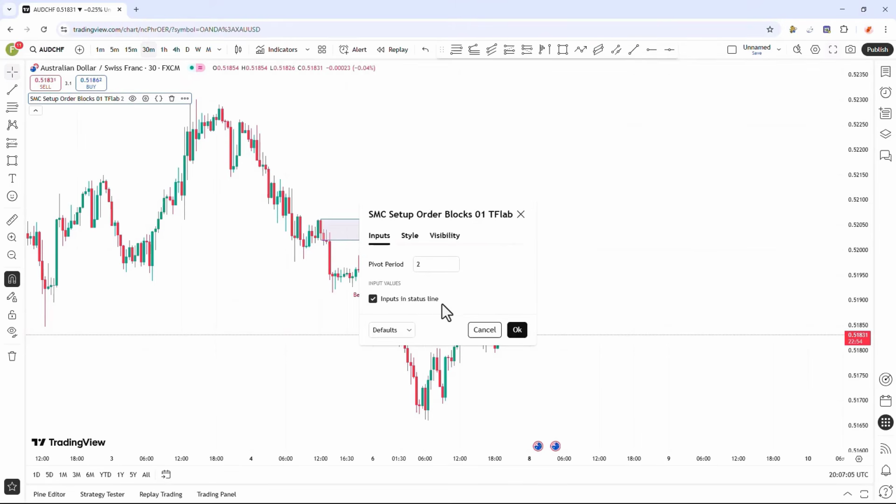In the final section, by enabling this option, the information related to the inputs will be displayed for us, and by disabling this section, the information will be hidden.